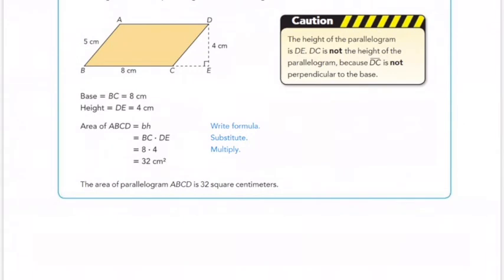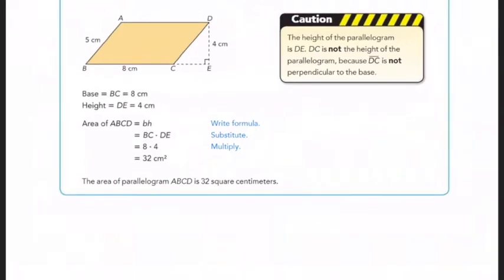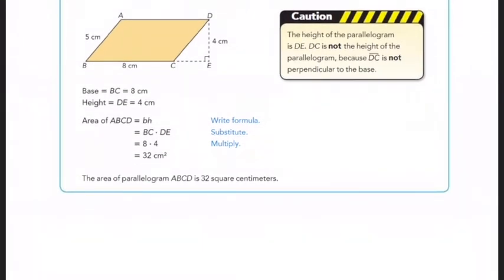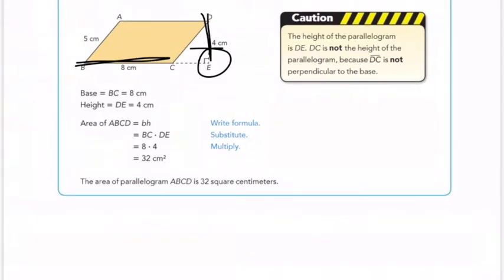This is basically the same thing we just talked about. The height there is 4. The base is 8 because there's a right angle. You can see the right angle right here. So that's the right angle. So this is the height. This is the base. Base is always part of the shape.